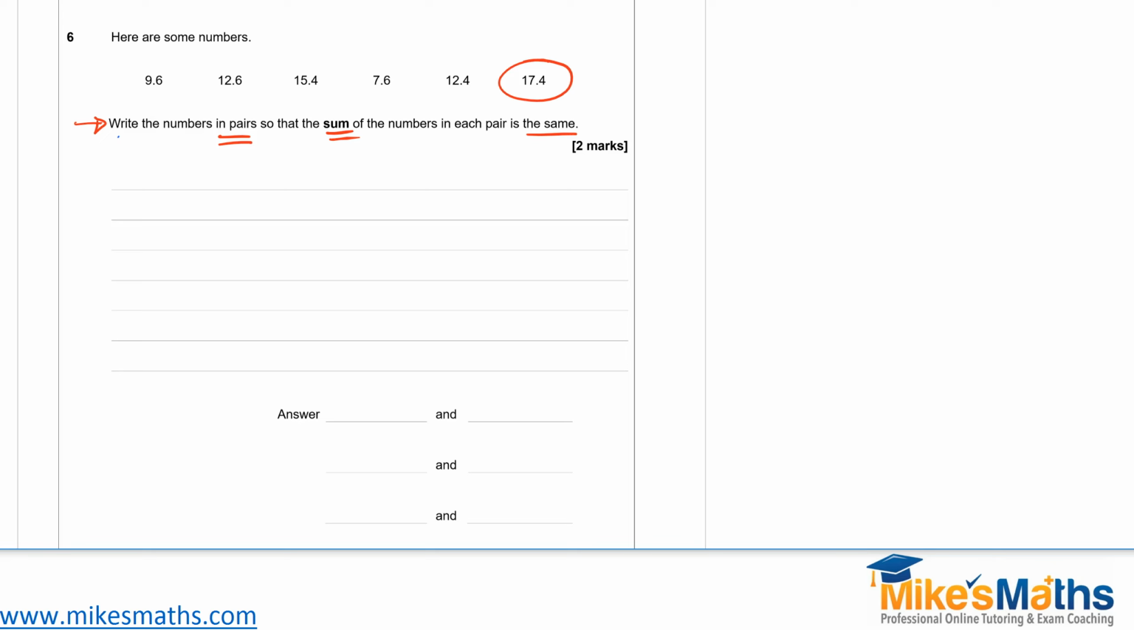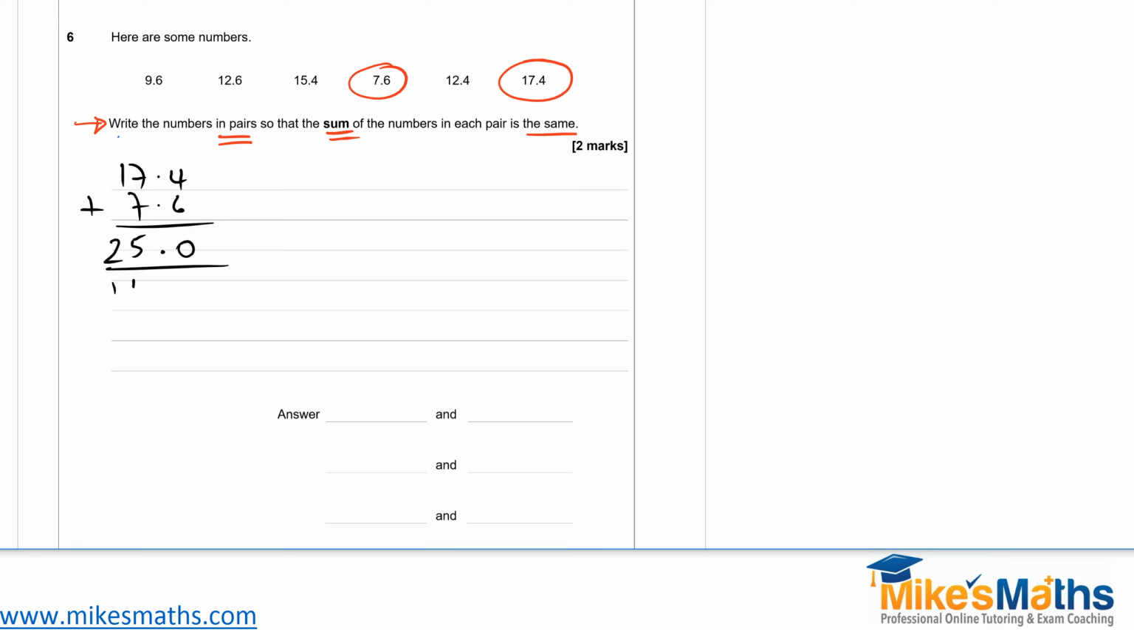Which is the smallest number? 7.6. So let's begin with that. Let's write down 17.4, add 7.6 and see what we get. 4 plus 6 is 10, 0 there, carry 1, got the decimal point. 7 plus 7 is 14, plus an extra 1 is 15, carry 1, so we get 25.